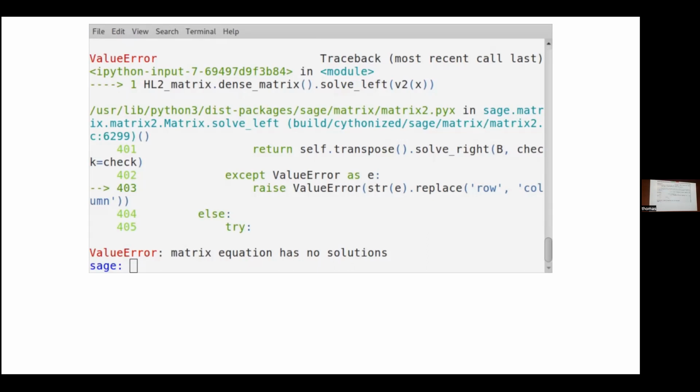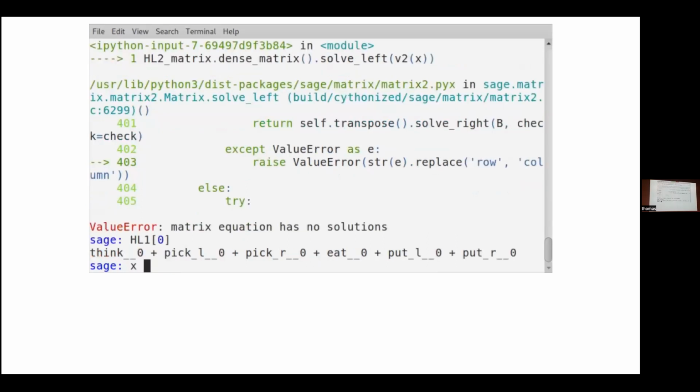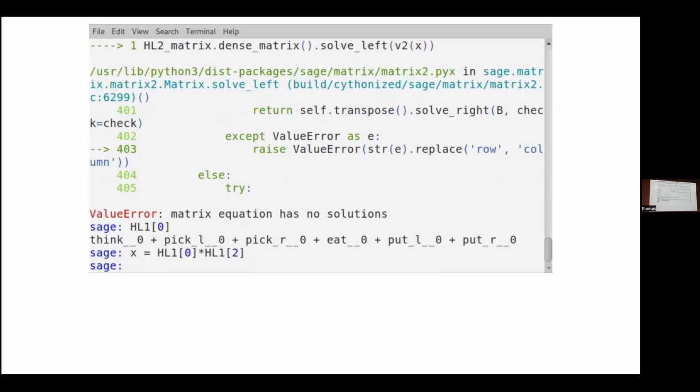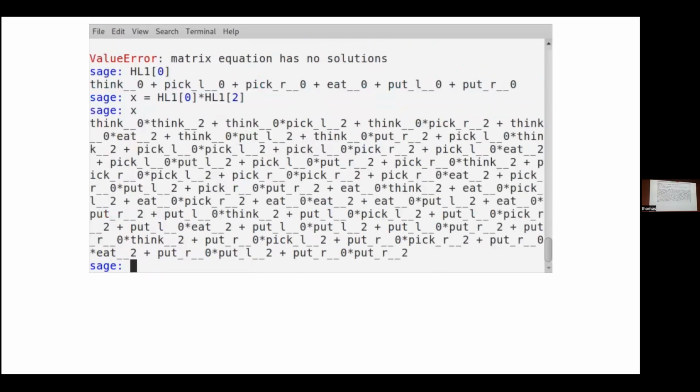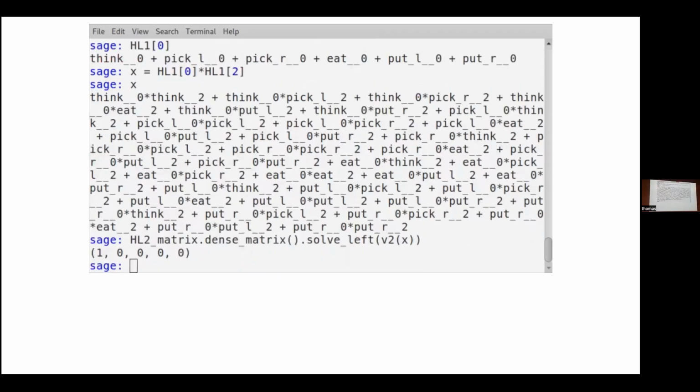And we have already seen that an element corresponding to philosopher 0 is the sum of the actions of philosopher 0. And since this is a basis element of the homology language in degree 1, we can get this element like this, HL1 index 0, instead of writing down the whole sum. And the product representing the independence of philosopher 0 and 2 would be then HL0 times HL1, 2, which is this sum of products. Okay, and so now we expect that this is in the homology language, so that the matrix equation has a solution. So we can check that. And it gets a solution, so this is indeed in the homology language.